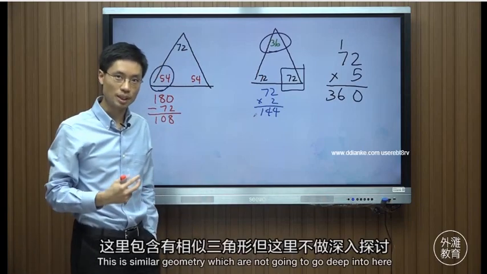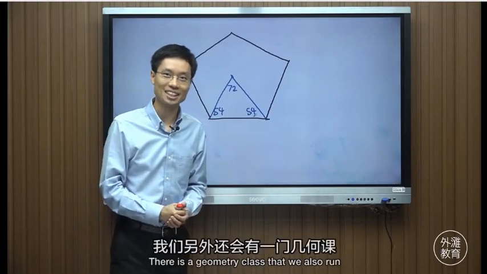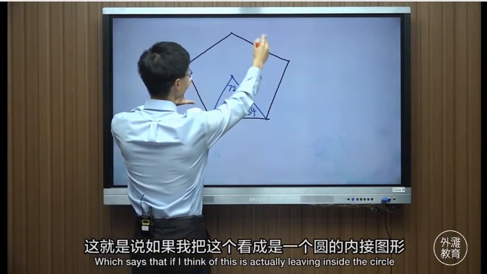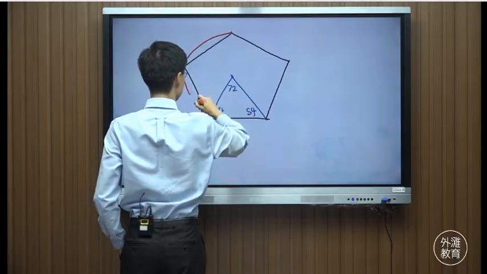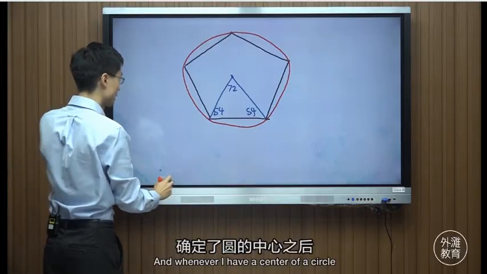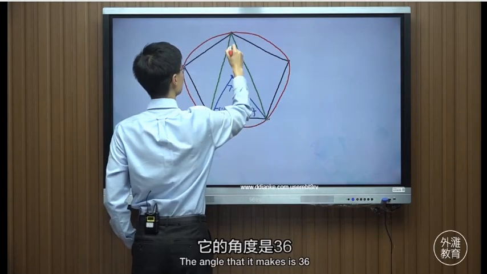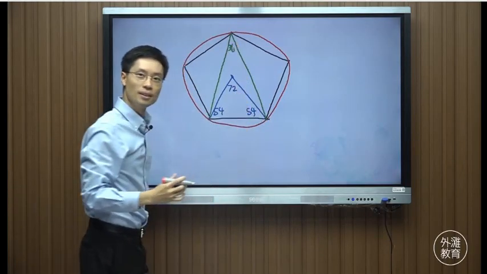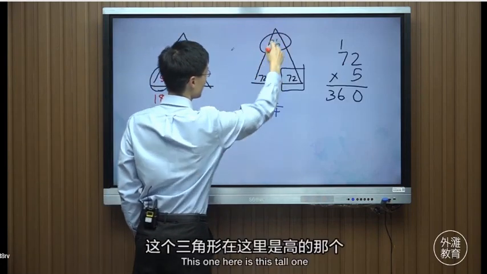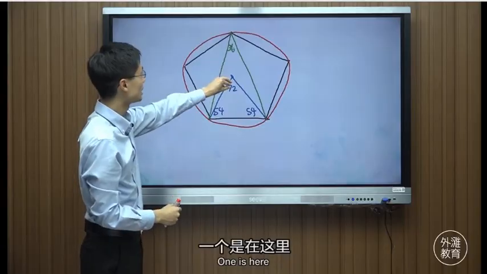There's a theorem in geometry, which I'm not going to go deep into here, although if you like this sort of thing, there is a geometry class that we also run where it's talked about in detail. It says that if I think of this as actually living inside a circle, then this is the center of the circle. And whenever I have a center of the circle, if I take a point which is on the edge of the circle, the angle that it makes is 36. So actually, that 36, 72, 72 triangle is this one. This one here is this tall one. So these are the two triangles that have 72 in them. One is here and one is there.